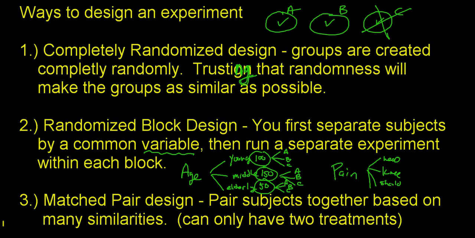See, the point is that if I just let it be completely random, then what if all the young people do get put into group B? Well, then all of a sudden, maybe they got better because they were young. It had nothing to do with medication B. They were just young. See, that's a confounding variable. So I'm not saying completely randomized design is bad. In fact, most experiments are done completely randomized. But block and matched pair just allow you to take it a little bit further.